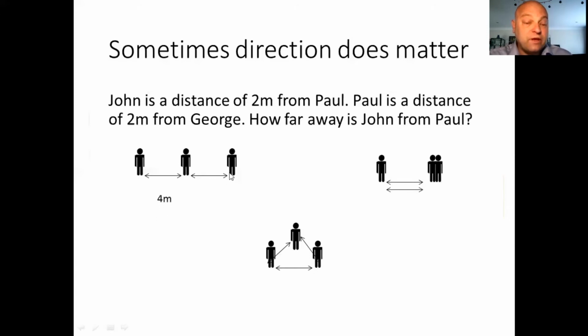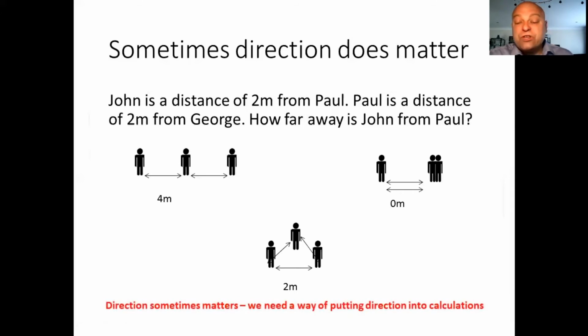They could be 4 meters apart, they could be 0 meters apart, or they could all be 2 meters apart. So the problem is, the question isn't clear. The question doesn't give you enough information to be able to come up with a single answer. The direction does matter. You do need a way of putting the direction into calculations. Otherwise, you could get a GCSE exam question, and there could be lots of different correct answers. And that doesn't really work very well in exams.